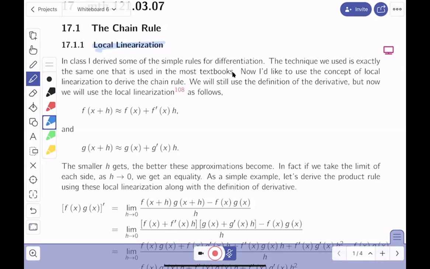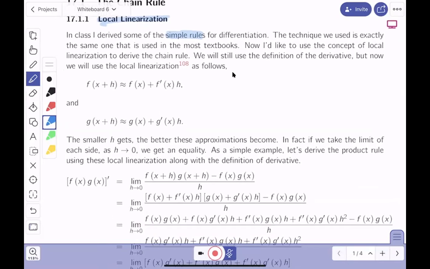Before I do that, I want to read this over. It says, in class, I've derived some simple rules for differentiation. We've derived many simple rules. How do we do that? By the definition. We applied the definition to the function we're looking at, and we got some simple rules going, which is great. We know some really nice simple rules. You don't want to lose sight of those simple rules.